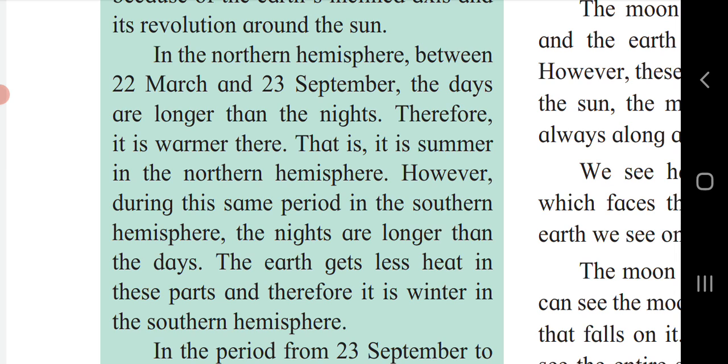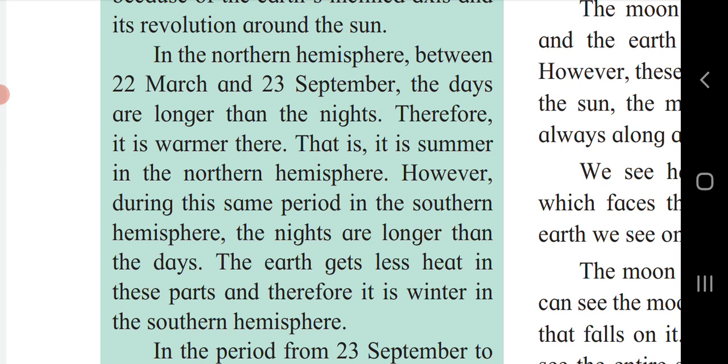In the northern hemisphere, between 23rd September and 21st March, the days are short and nights are long. In this time, there is winter in the northern hemisphere. During this same period, there is summer in the southern hemisphere, with longer days and shorter nights.